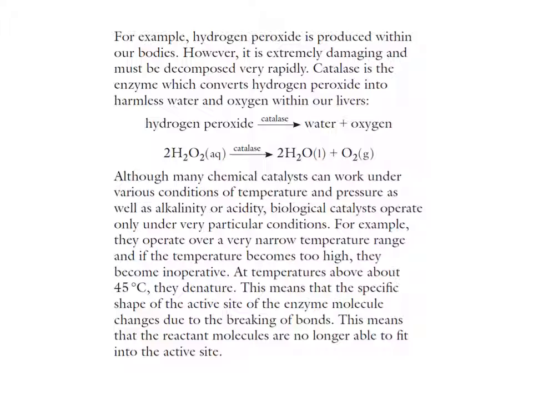Although many chemical catalysts can work under various conditions of temperature and pressure, as well as alkalinity or acidity, biological catalysts operate only under very particular conditions. For example, they operate over a very narrow temperature range, and if the temperature becomes too high, they become inoperative. So these enzymes are very specific for temperature and pH also.